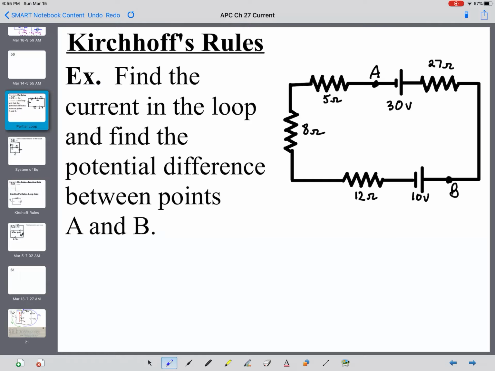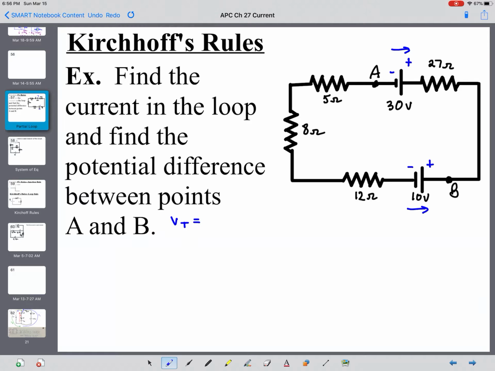If we think about the batteries, high potential side is the long bar, short bar is the low potential side. The 30-volt battery is trying to drive current to the right, or in the clockwise direction in the loop. The 10-volt battery is trying to drive current to the right, or in a counterclockwise direction. So they're going to basically fight against each other. In this case, the bigger battery wins.